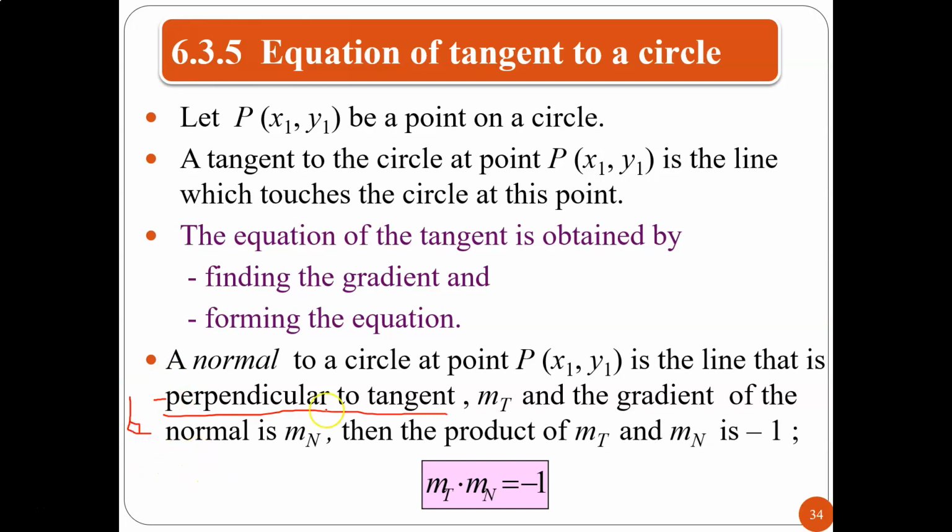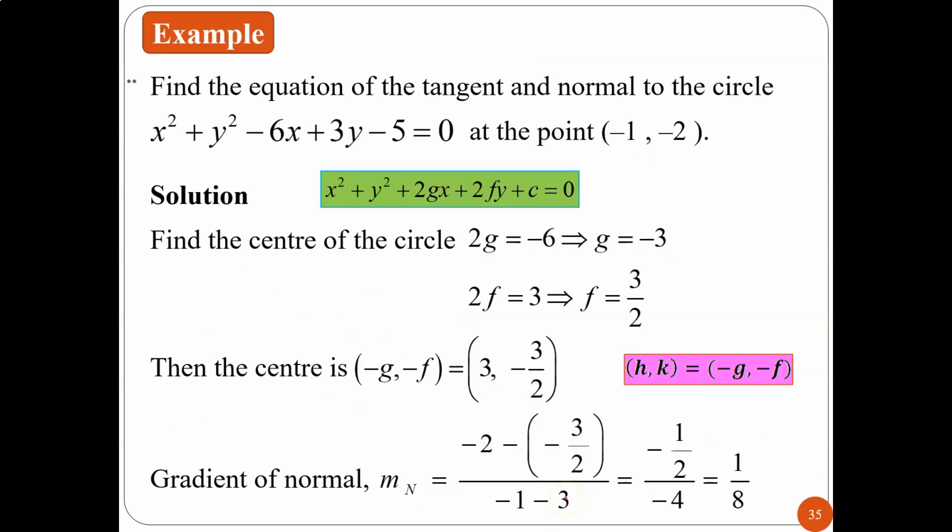degrees. So MT is for M tangent and the gradient of the normal is MN. This is for M normal. Then the product of MT and MN is equal to -1. You have learned this previously in straight line: MT times M normal equal to -1. So let's see the next example.